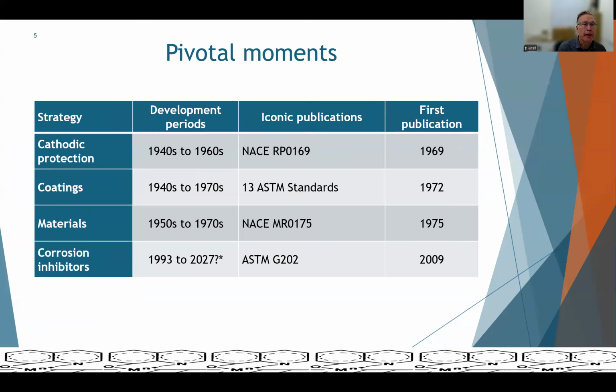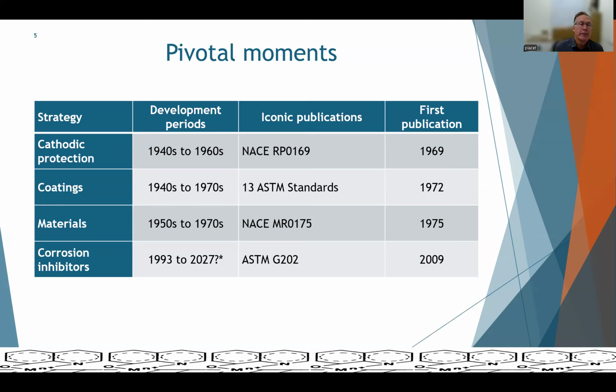So this just underscores again the development of these. Cathodic protection goes back a long ways. We've got what Shankara calls the iconic publication RP0169. Coatings, a lot of work was done from the 40s to the 1970s, and there are 13 ASTM standards. For some reason, this one has the greatest number of standards that we use.